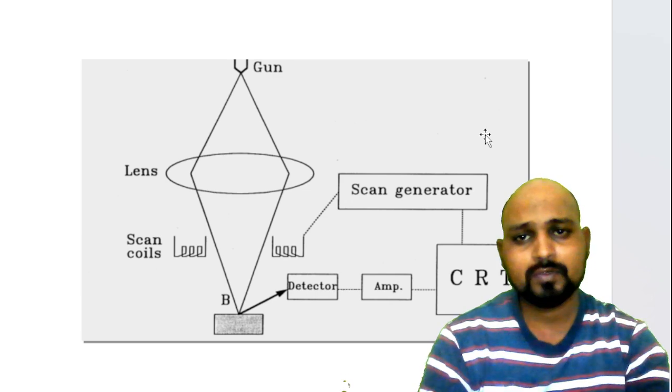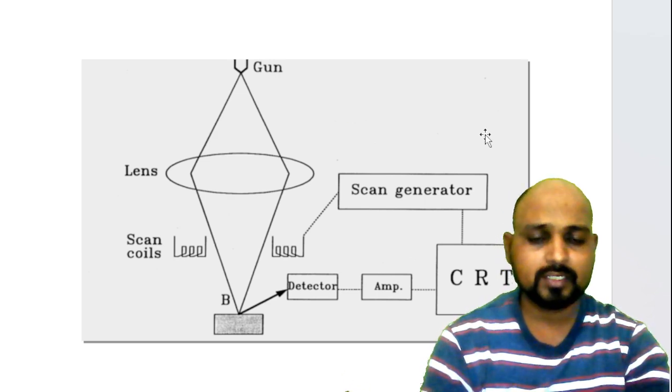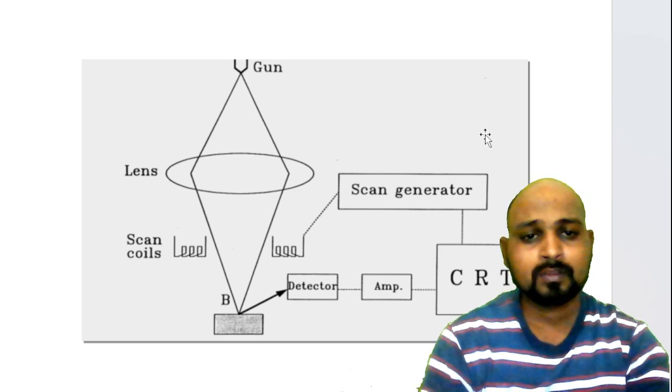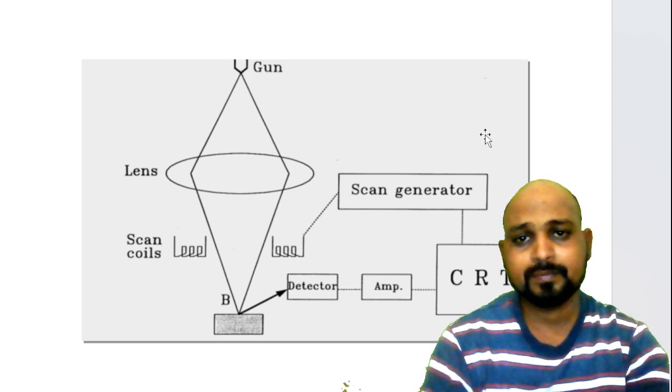This is the layout of the scanning electron microscope gun. There are lenses in the form of magnetic fields to direct the beam of electrons incident on the sample, and the reflected electrons or reflected radiation are detected by a detector and provided to the amplifier, which is shown on the CRT.